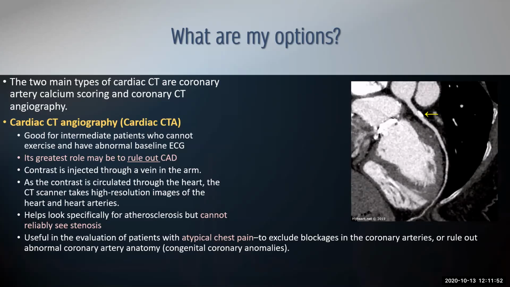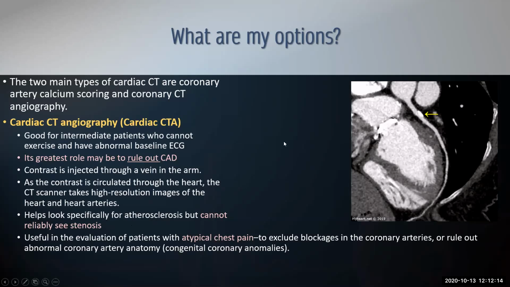Just like our other contrast CTs, you inject it into the vein and it goes through the rest of the heart, and then they look at the images to see if there's atherosclerosis, but they can't see stenosis. So you're not doing this for patients who have a very high pretest probability, because they probably already have some stenosis going on, and it's not going to be able to find that, but it's going to be able to find some atherosclerosis.